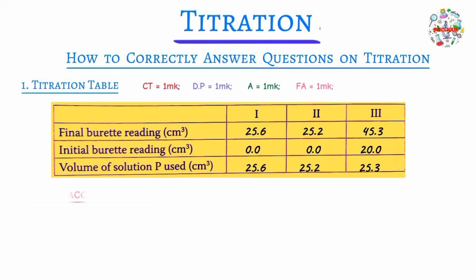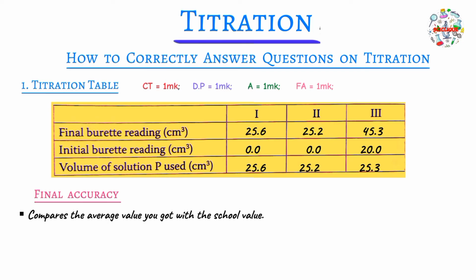Now, I want to go back to the final marking point of the table. Remember, we had 4 marks for the table: 1 for completing the table, decimal place, accuracy, and the last one, final accuracy. Now, I want to discuss this last one. When it comes to final accuracy, the average value that you get is compared with the school value. Now, I want to make something clear. The school value is used twice. Once in accuracy and the second time in final accuracy.